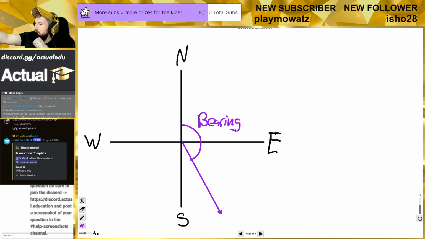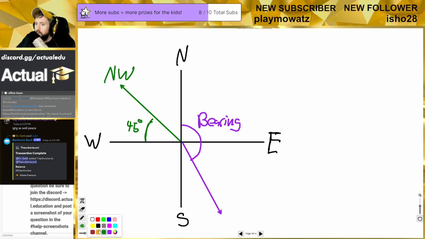So east is where angles are positive to the right, and they keep going until you come all the way around. What, for instance, would this angle be? Let's say this is 45 degrees. We would say this is directly northwest. What would the bearing of northwest be? 45. No.